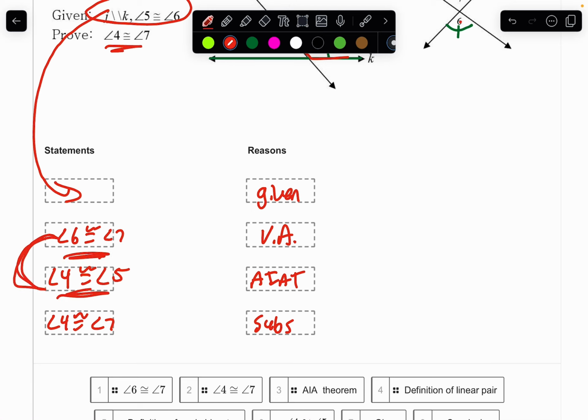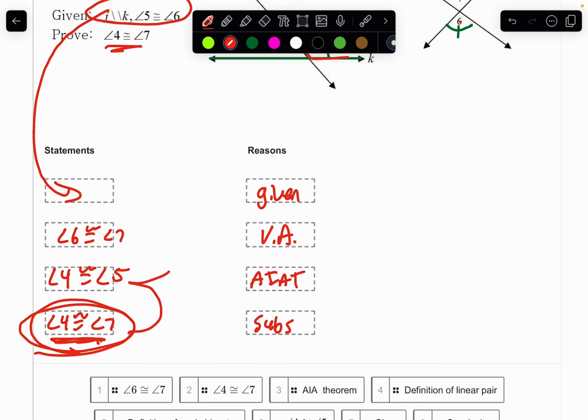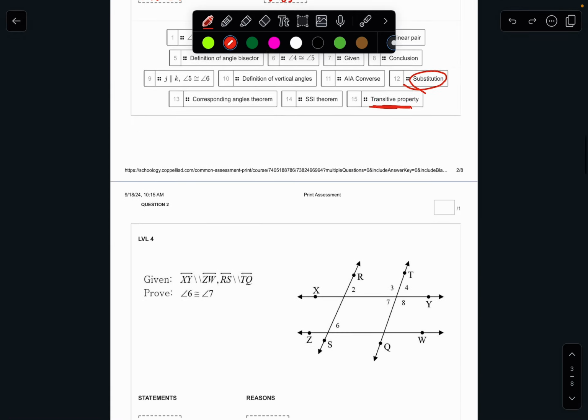These are independent pieces of information, so it doesn't matter what order you do them in. But this requires us to know both of those things. This depends on both of those. It must come last. But there's our proof.